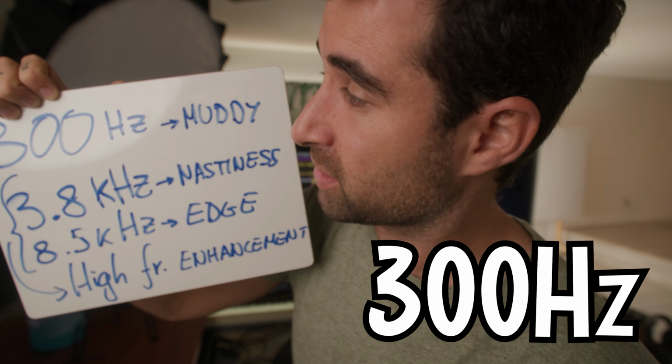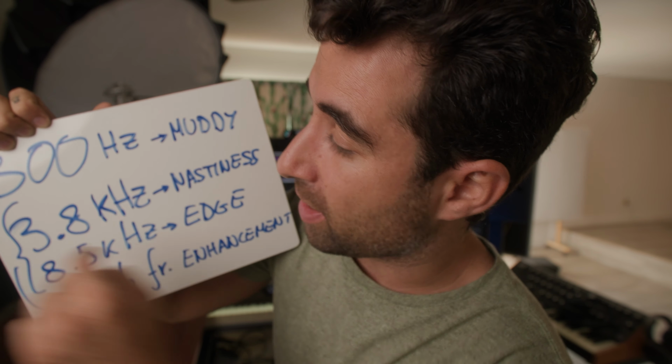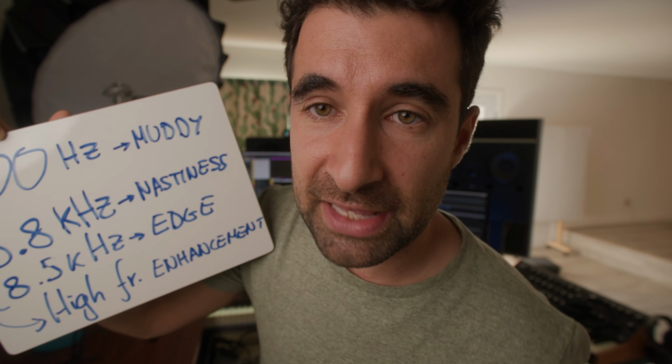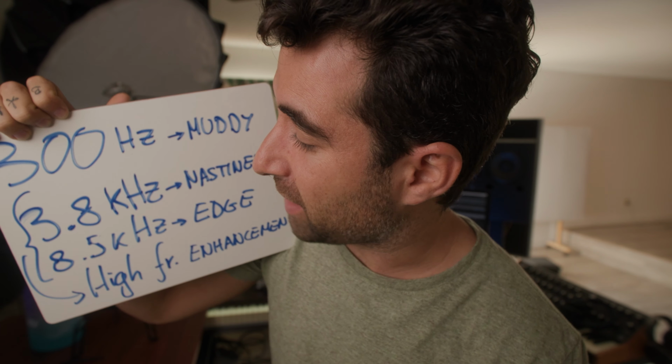So in conclusion, we cut a little bit at around 300 cycles to get rid of the muddiness, which is typical in that area, between 200 to 500 cycles. Not always, but it's common. When you've got an instrument that sounds muffled, that's where you wanna look and carve out a little bit in that area. Then we added a little bit at around 3800 for that nastiness and aggression to the sound. And finally, we added a little bit at 8.5K for adding a little bit of edge.